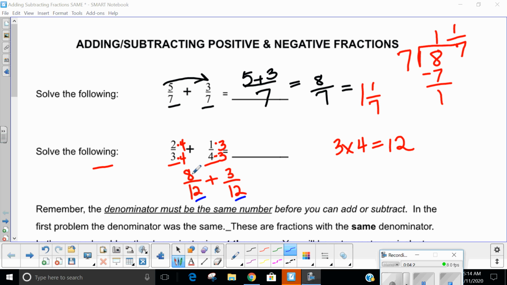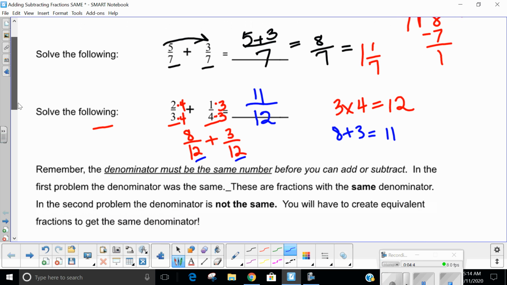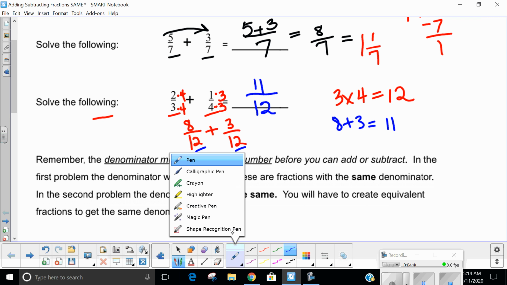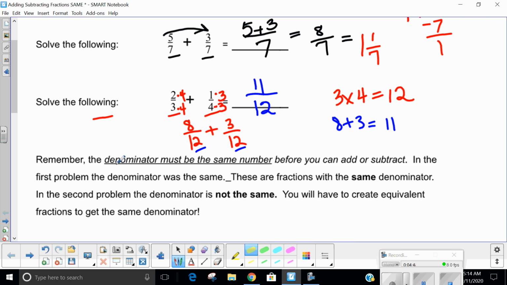So now we can just add our numerators together. So we know 8 plus 3 is 11. So that's my new numerator and my final answer. And then we keep the denominator the same. Now this is just a review from last year, so you should remember this. We just found equivalent fractions. So remember, the important difference between these two steps right here is that the denominator must be the same number whenever you're adding or subtracting. Okay, now this is just adding and subtracting.